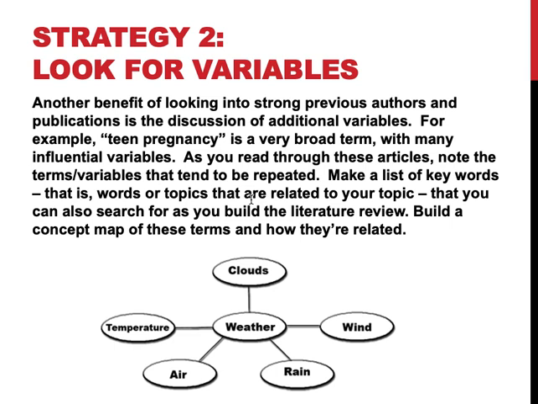I might also want to use those authors that I found in the previous step to see what variables they're looking at. So for example, teen pregnancy is a very broad term. There's lots of variables that influence teen pregnancy rates. As I go through these articles, I might want to see what are the same concepts that are getting repeated in these articles. So I found my articles that have been cited significantly.